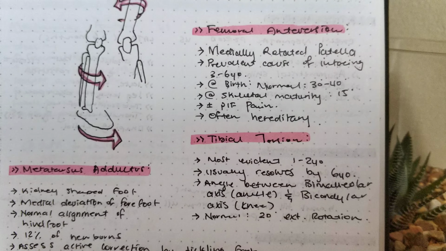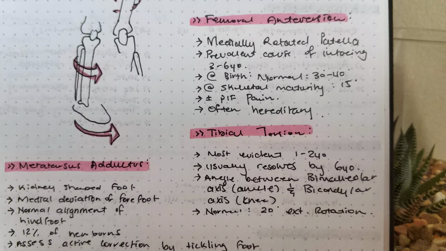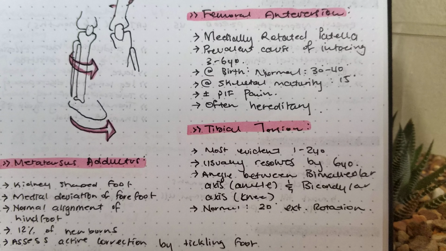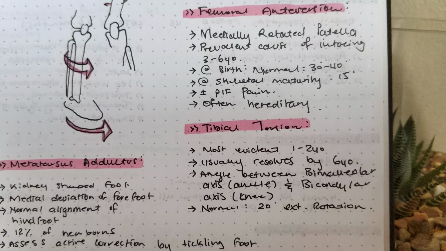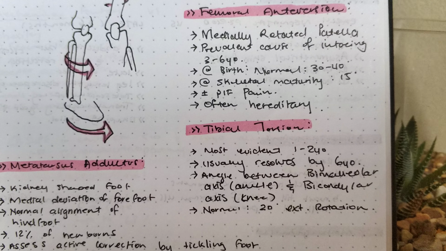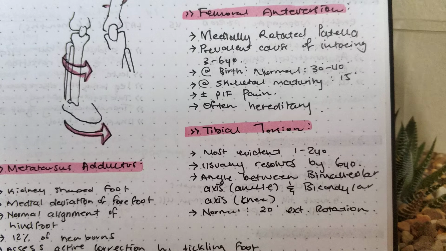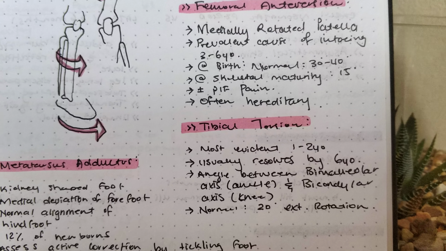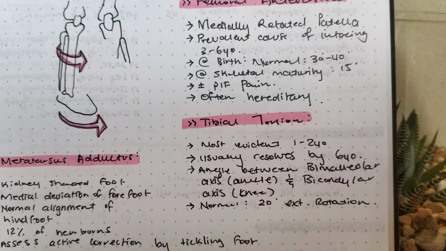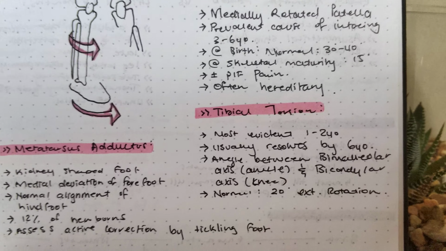On tibial torsion, it is most evident around 1 to 2 years of age, and it usually resolves by 6 years of age without any further intervention. When we speak about tibial torsion, the angle we are referring to is the angle between the bimalleolar axis, which is the ankle, and the bicondylar axis, which is the knee. Normally that should be 20 degrees.